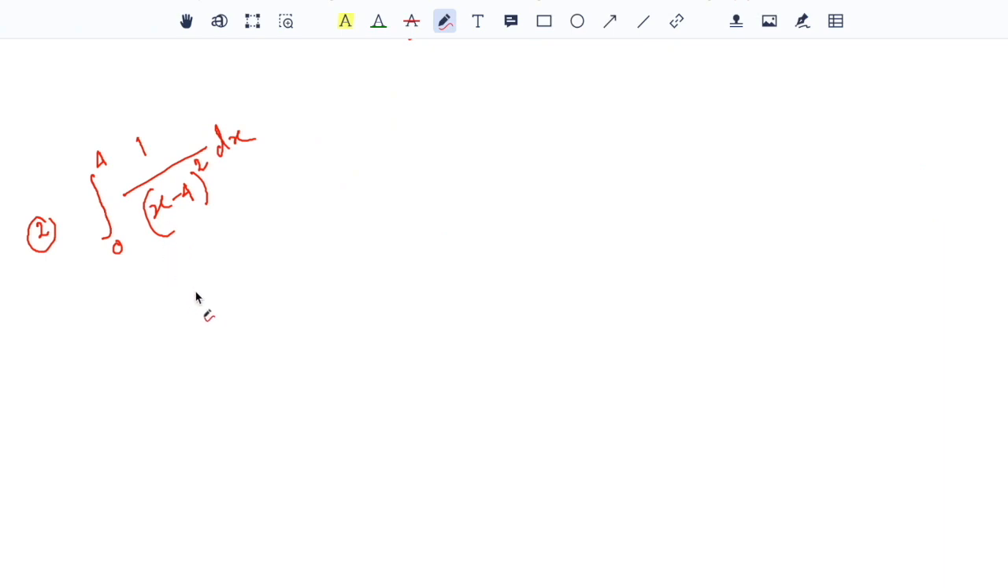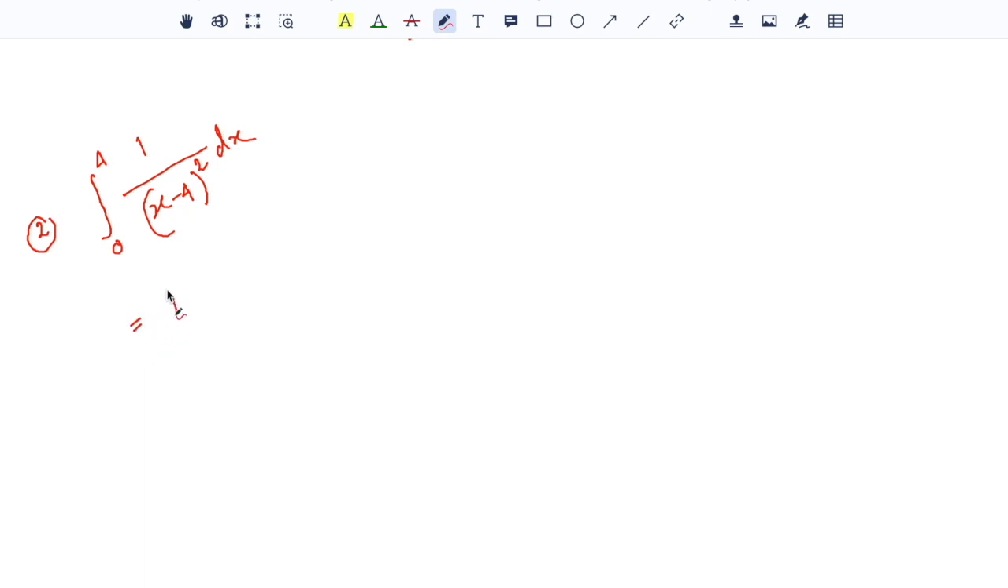Now let us solve the second integral, 0 to 4 of 1 by x minus 4 whole square dx, and this integral is improper. Why? Because of its upper limit. If you put upper limit for x, the integrand will be infinity.